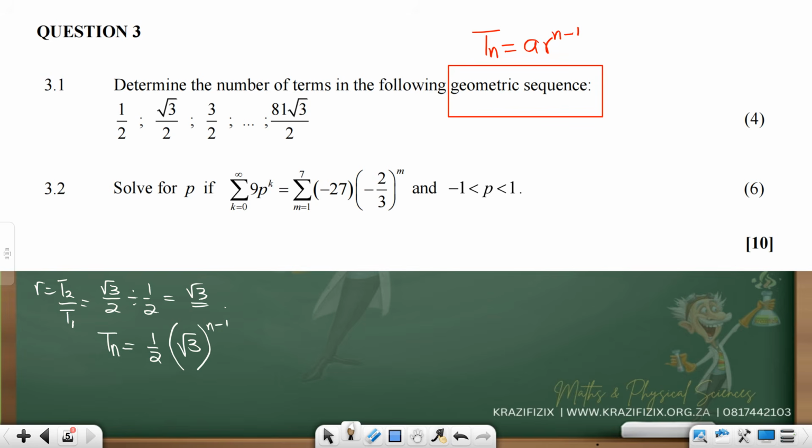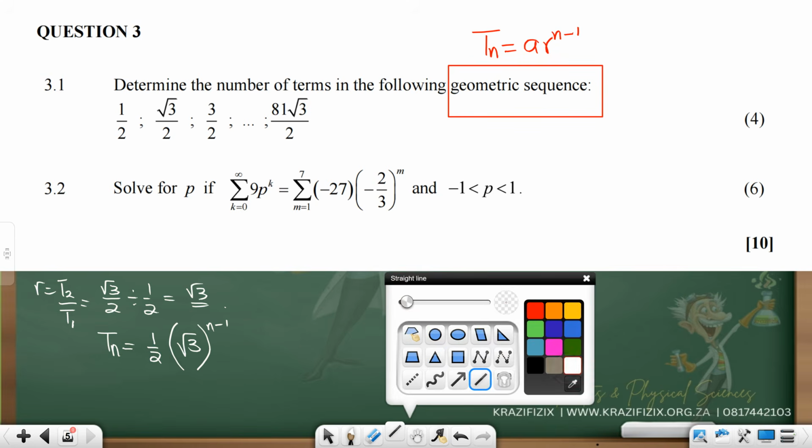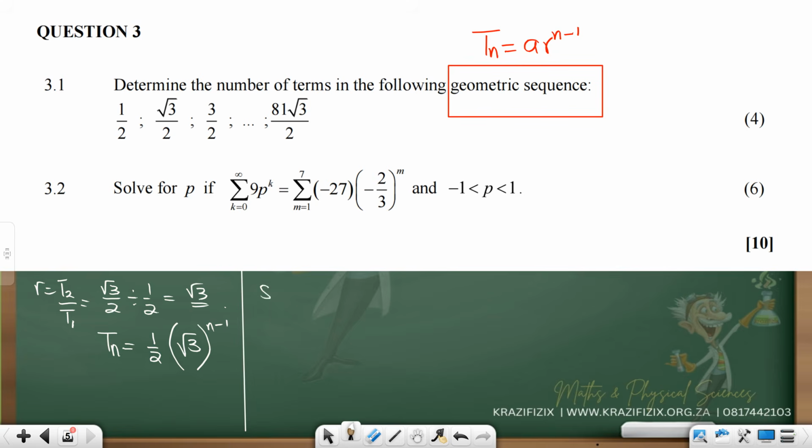Determine the number of terms. Do we know the last term? Yes. So what would it be? Since we know the last term, last term is what? 81 root 3 over 2. 1 over 2 root 3. Okay, let's do the algebra together. I would actually multiply both sides by what? 2. If I do that, I would have 81 root 3 equals to what? Root 3 to the power of what? N minus 1. Because I've cross multiplied already.